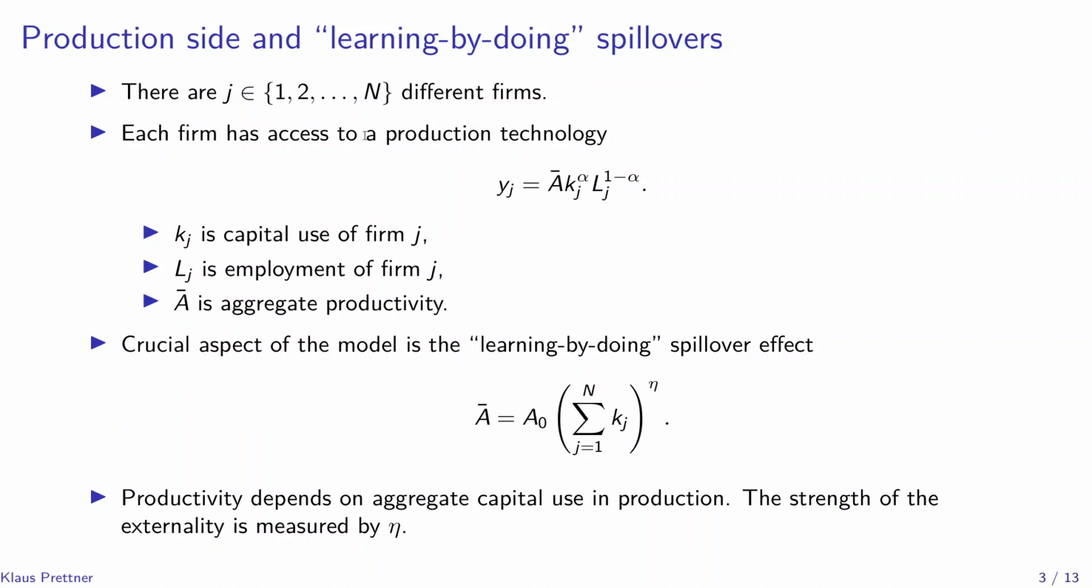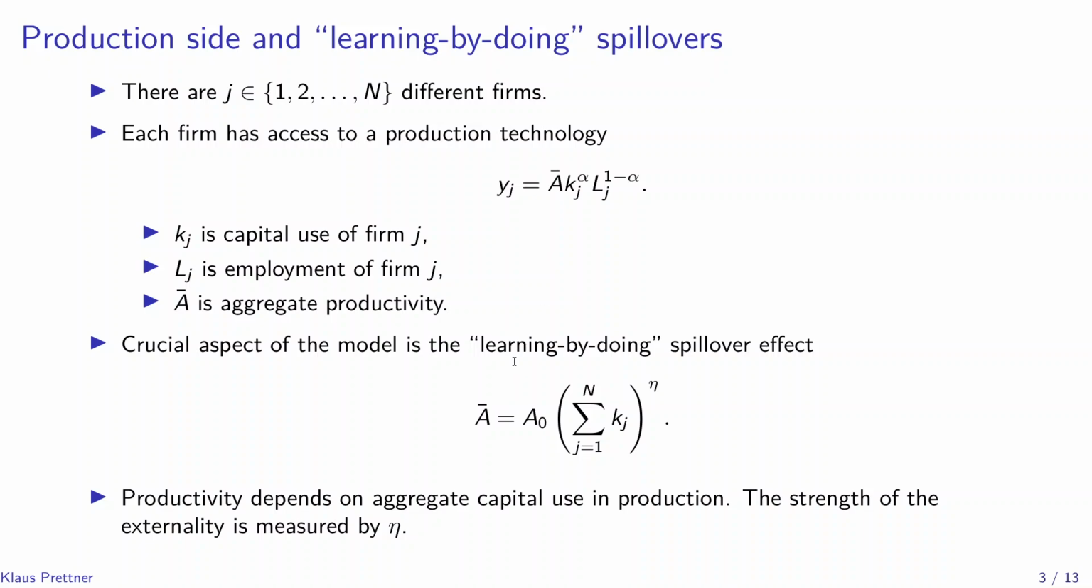So first, we assume that there are J different firms, J running from 1 to uppercase N, and each firm J has access to a production technology of a Cobb-Douglas type, where output of the firm, lowercase y_j, is a function of physical capital that the firm uses in production, that's lowercase k_j to the power of alpha, and employment in the firm, l_j to the power of 1 minus alpha. So that's the Cobb-Douglas part. And this is multiplied by aggregate productivity in the economy, A bar.